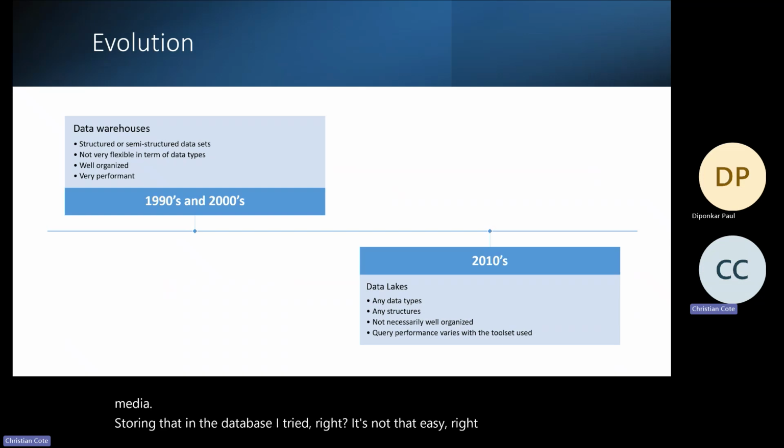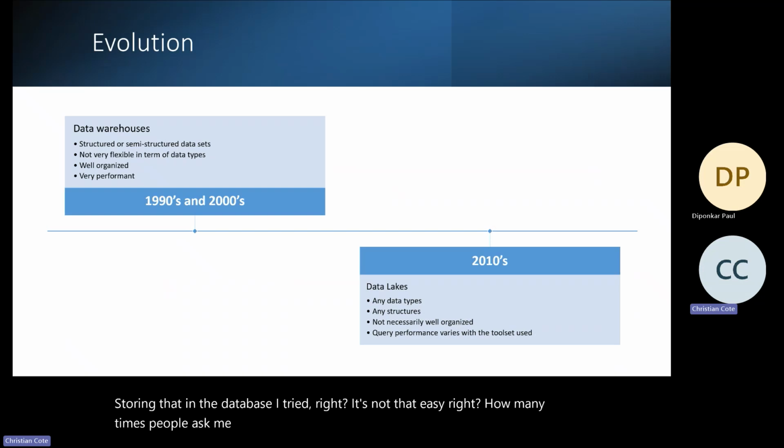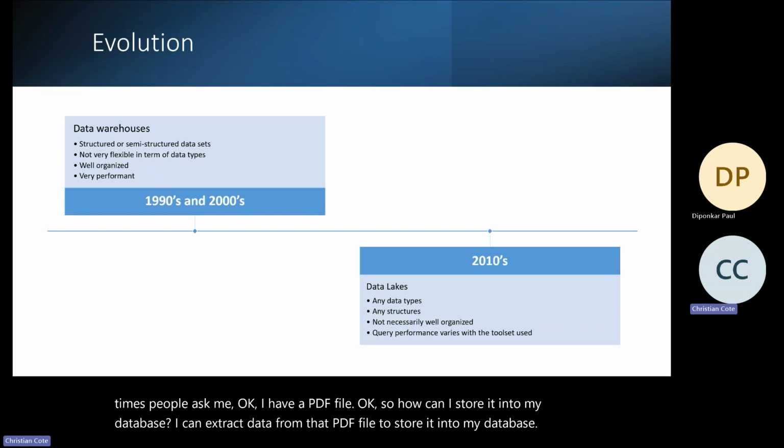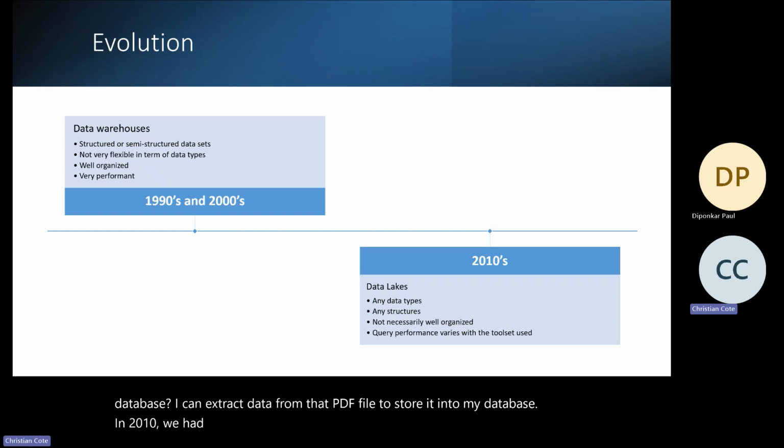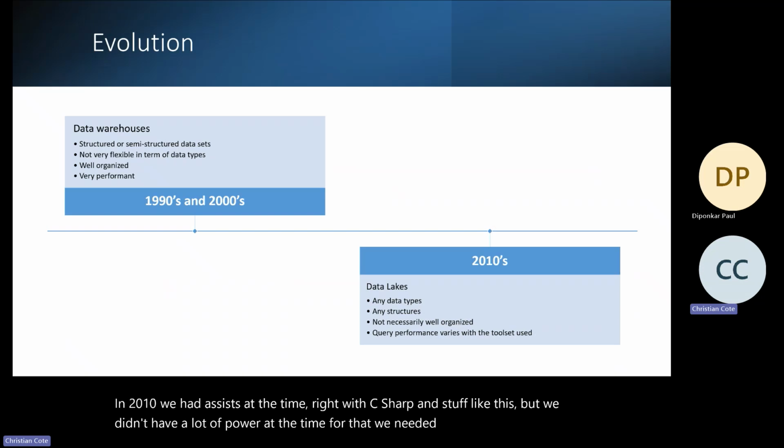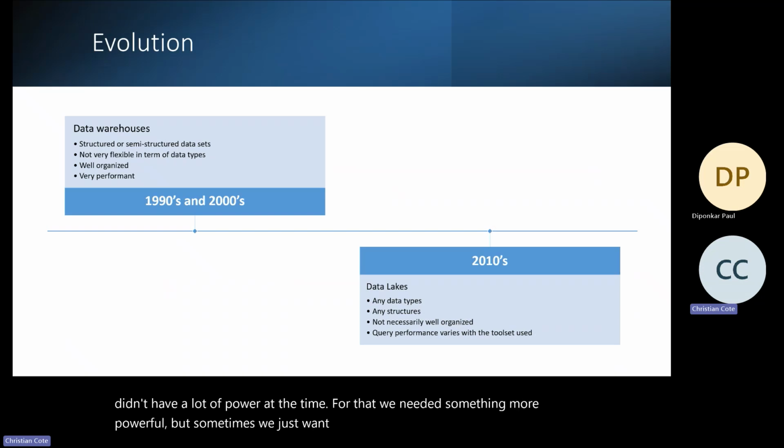How many times people ask me, okay, I have a PDF file. How can I store it into my database? How can I extract data from that PDF file to store it into my database? In 2010, we had SSIS at the time, right, with C# and stuff like this, but we didn't have a lot of power at the time for that. We needed something more powerful, but sometimes we just want to store the file as it is. We could use a database and store it as a binary, that would be possible. But it's simpler to just store the file somewhere.